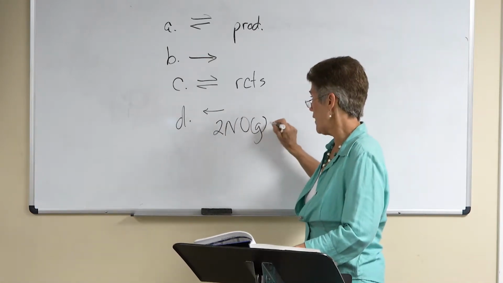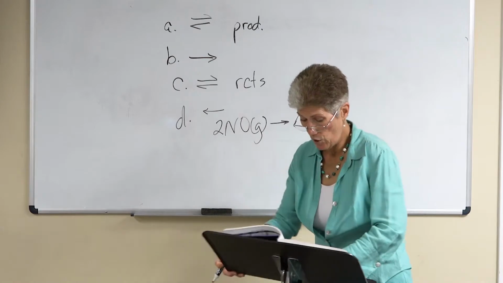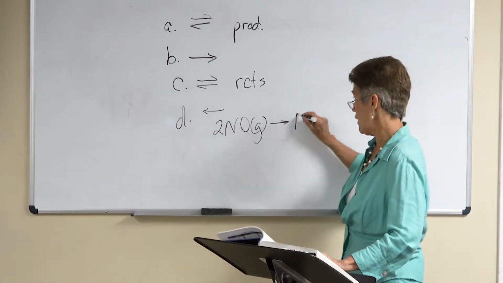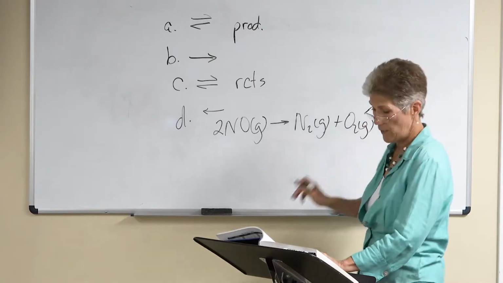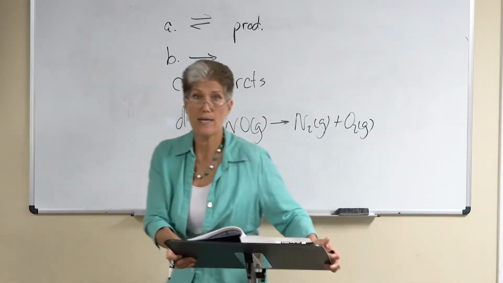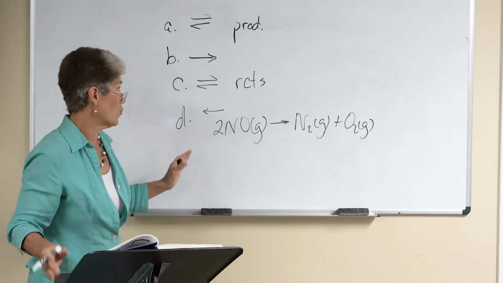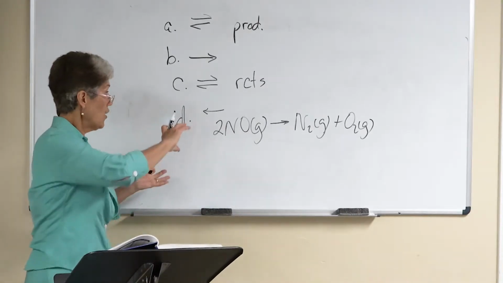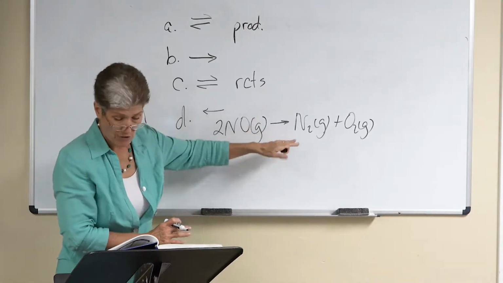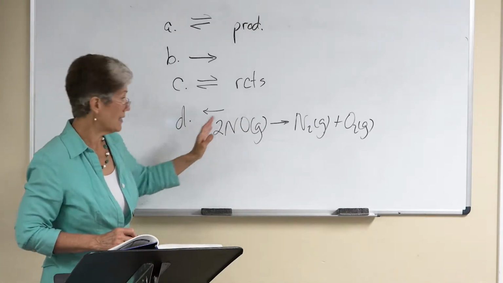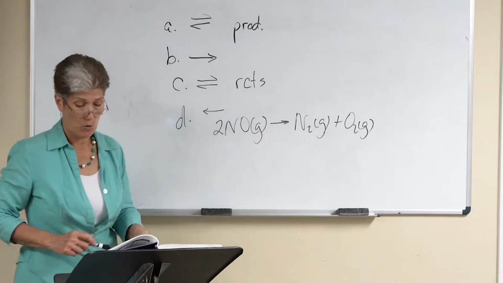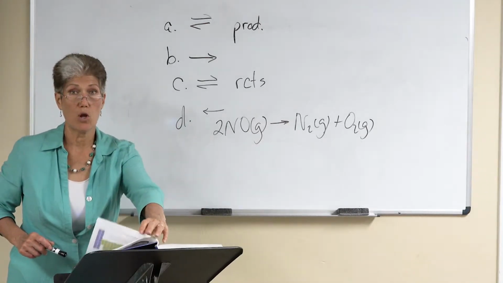2NO, which is the product, and then we're going to go with our arrow to the right, and then N2 gas plus O2 gas. And that's how we would write that one. Because it's weighted so heavily to the reactant side, we would flip the whole thing and just write it towards what was the reactants, but now are the products. We flipped the whole thing, and that's because it was such a small number.